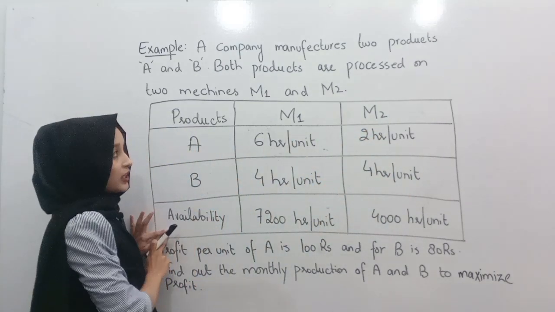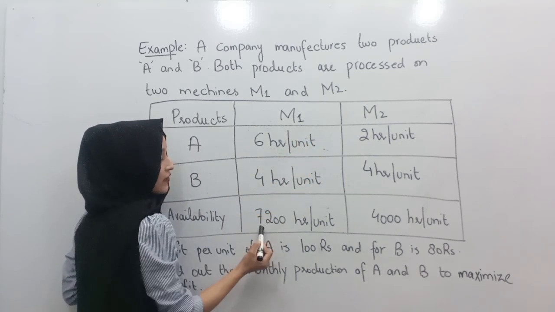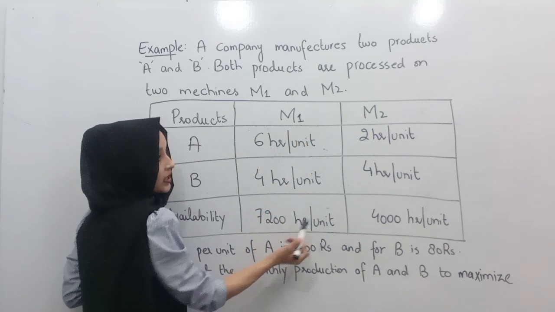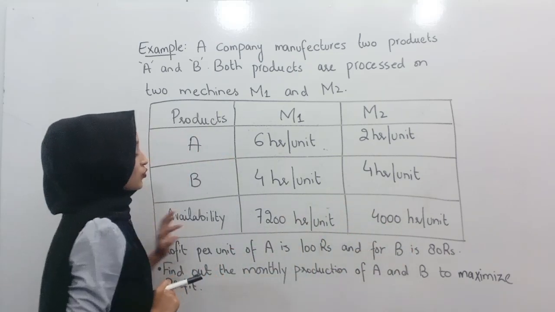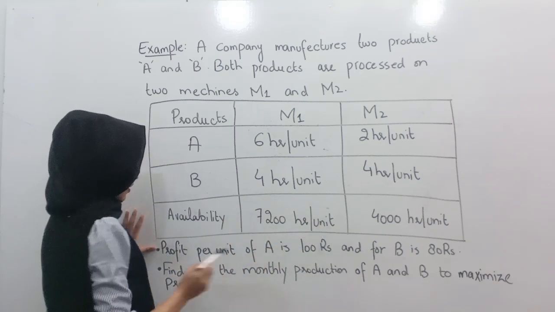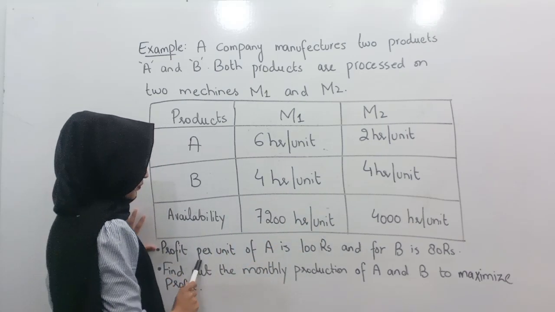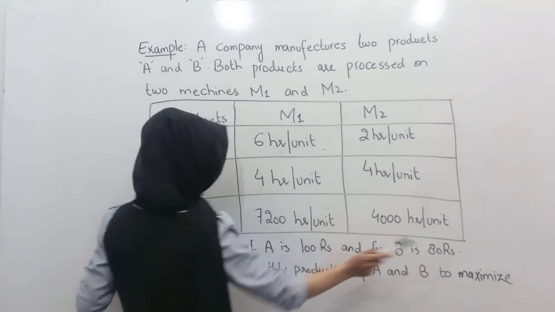The availability of the machines is given. Availability of machine 1 is 7200 hours and machine 2 is 4000 hours. That is, we cannot use these machines more than this limit. Also, it is given that the profit per unit of A is 100 rupees and for B is 80 rupees.